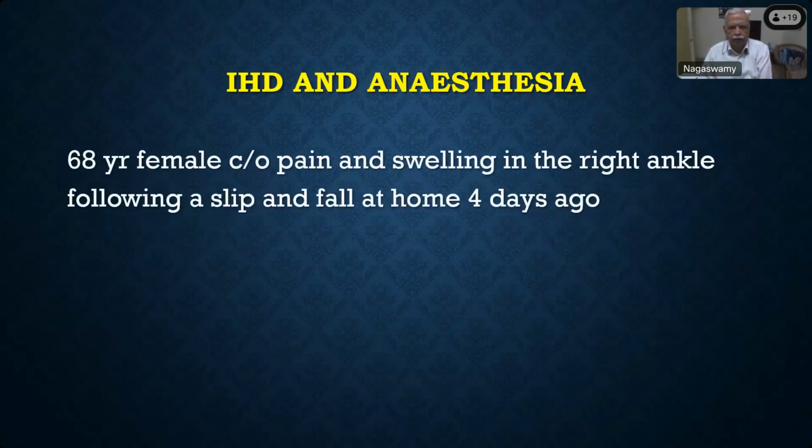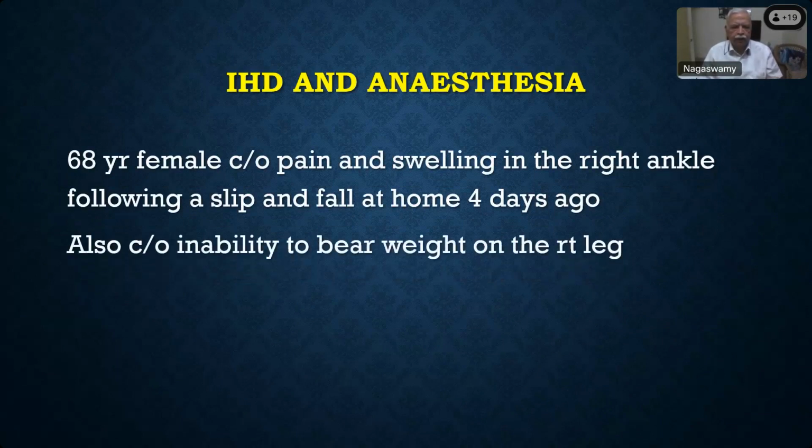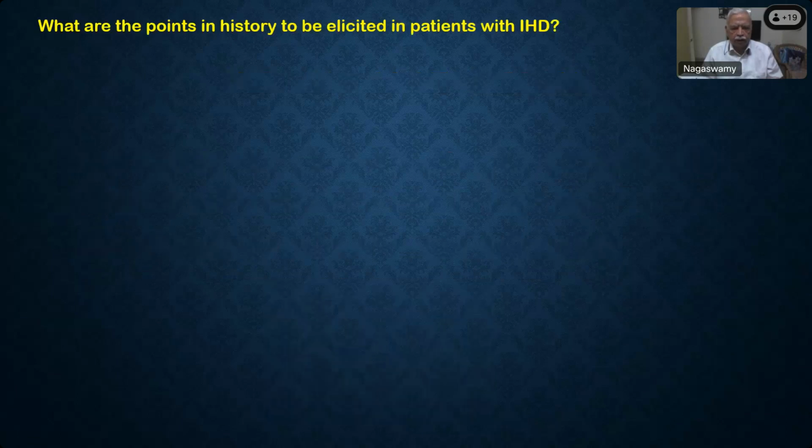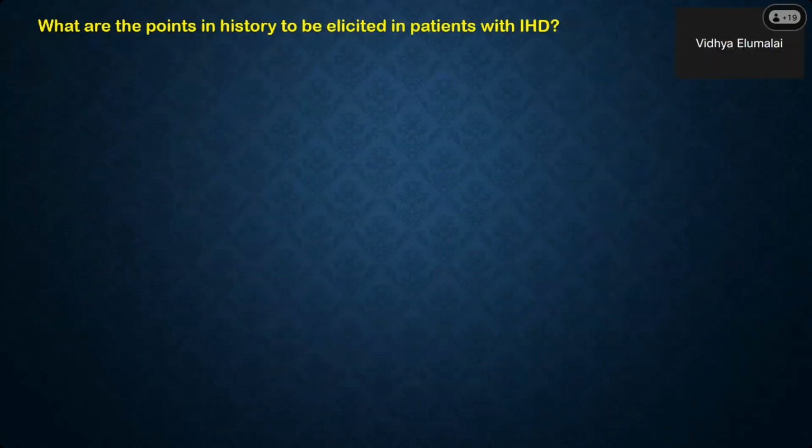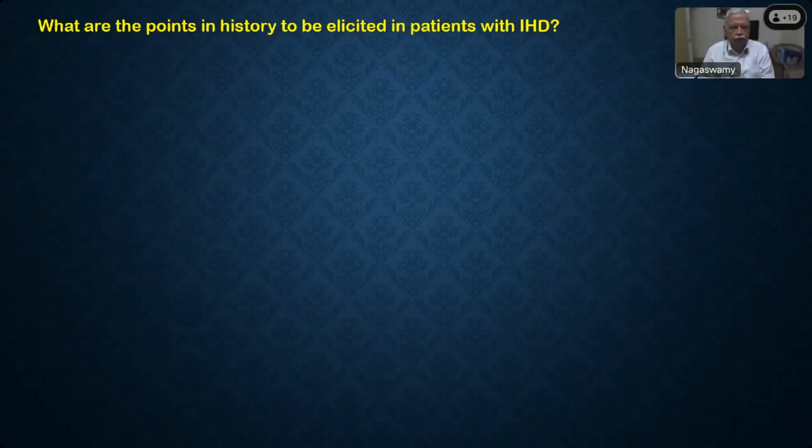A 68-year-old female complains of pain and swelling in the right ankle following a slip and fall at home 4 days ago, with inability to bear weight on the right leg. So this is the case. What are all the points to be elicited in patients with ischemic heart disease? You have a patient with a past history of ischemic heart disease for preoperative evaluation and management. If such a case is given in the exam, what are all the points in the history to be elicited?